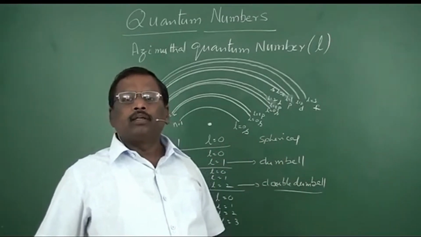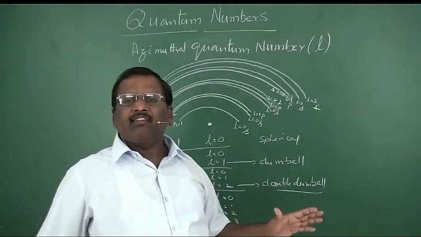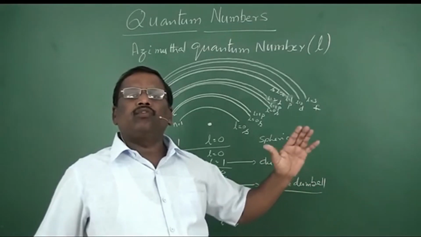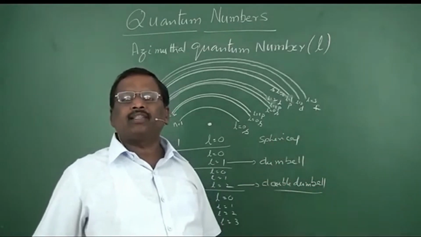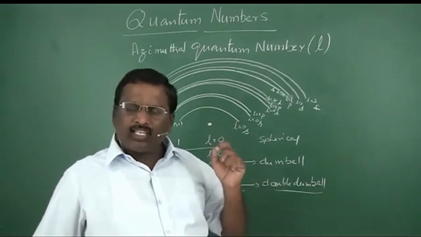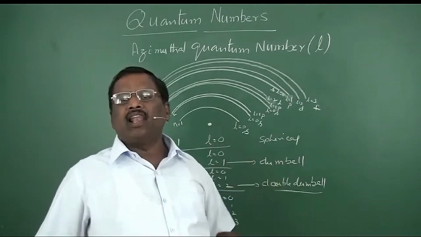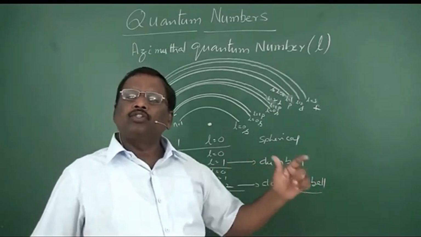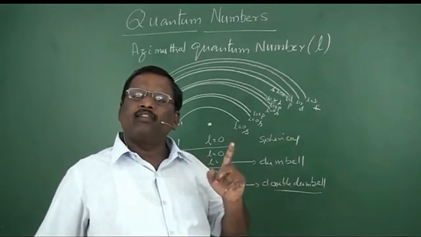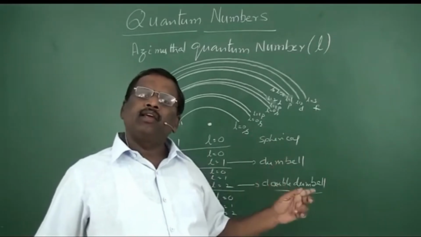That means Bohr mentioned only main energy levels and designated their values as n is equal to 1, 2, 3, 4, and so on. But Sommerfeld proposed that in each main energy level, there are some sub-energy levels. Those sub-energy levels are designated as small l, and their values are from 0 to n minus 1. In the first energy level, you will have only one sub-energy level. Its L value is 0. It is spherical in shape.